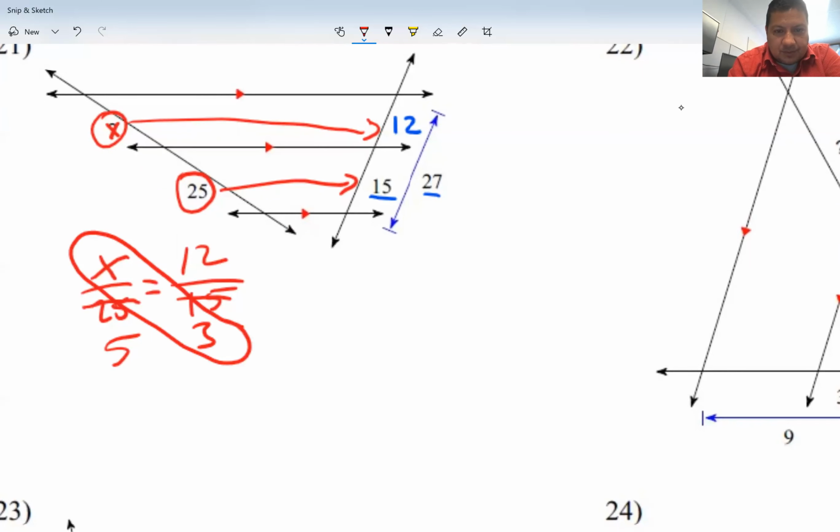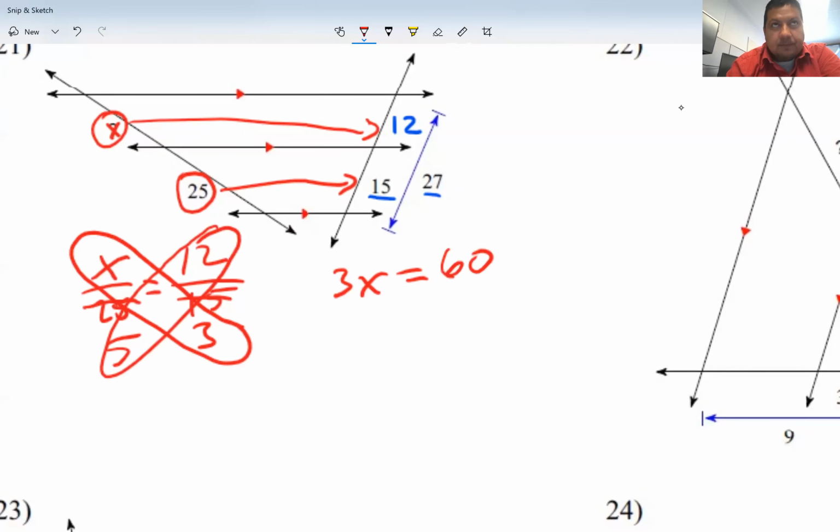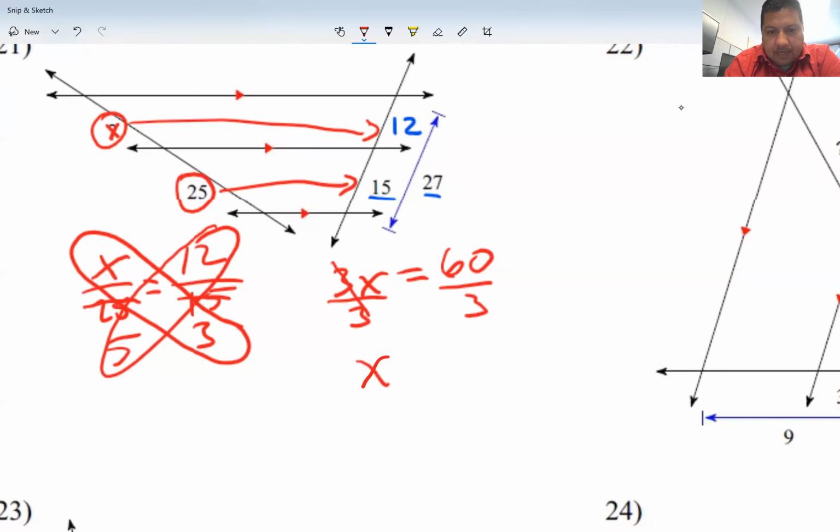3 times x gives me 3x equals 12 times 5. Well, that's 60. So I have that 3 times x equals 60. To get the x by itself, let me divide both sides by 3. X equals 20. And again, you don't have to type in x equals, just 20.